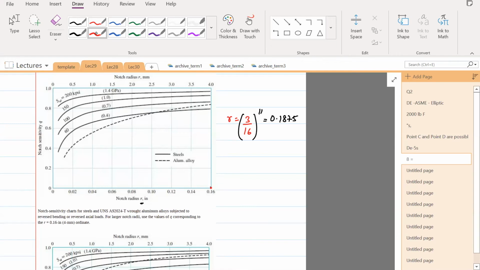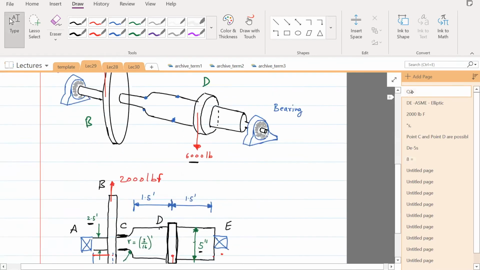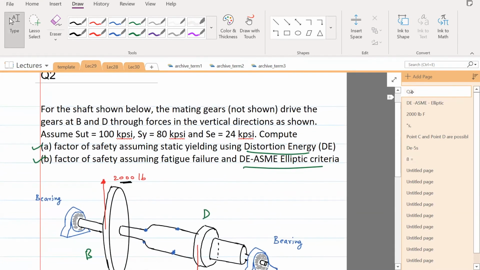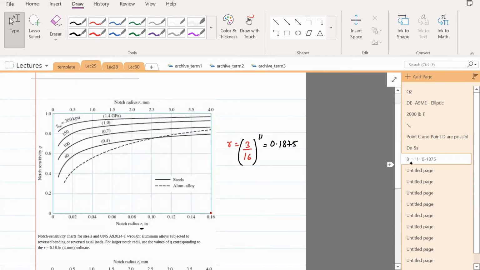We need to get Sut. Sut is 100 kpsi. This is 100 kpsi right here. And that looks like it's somewhere between 0.8 and 1. It's probably lower than 0.9. I would put it right in between 0.8 and 0.9, maybe 0.85.